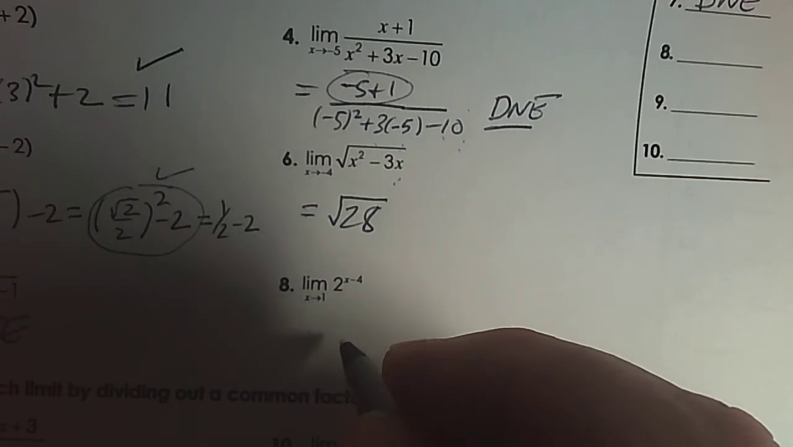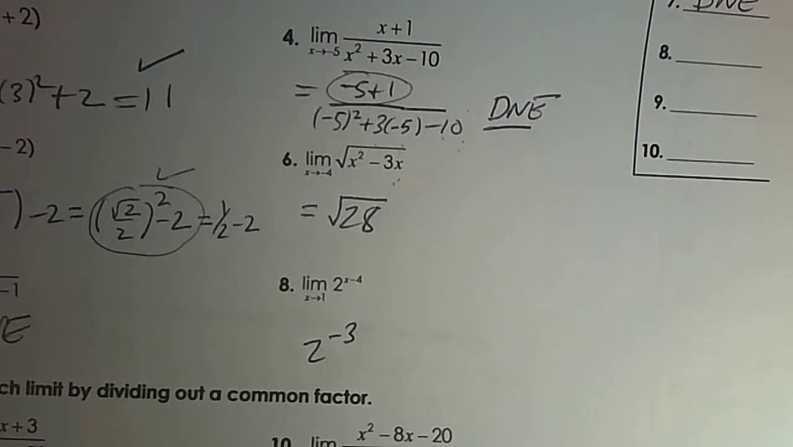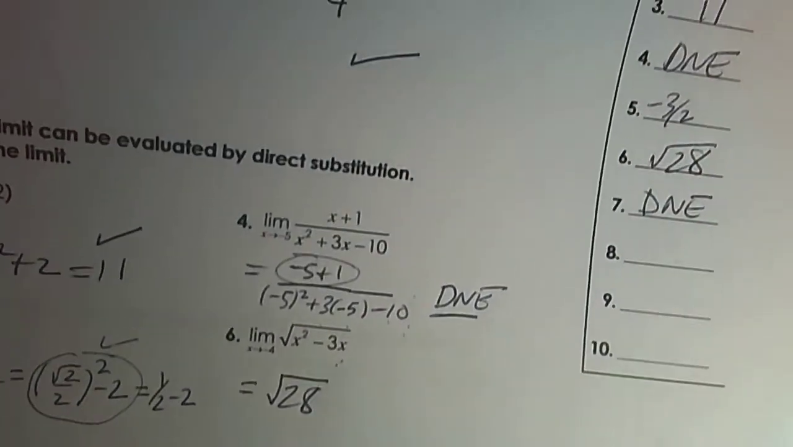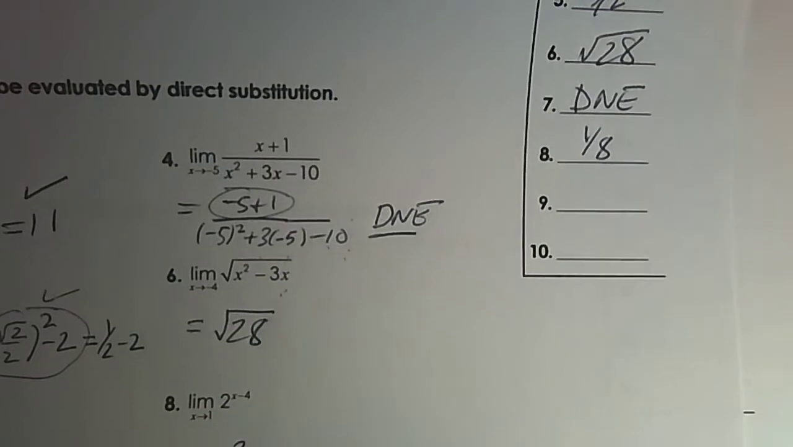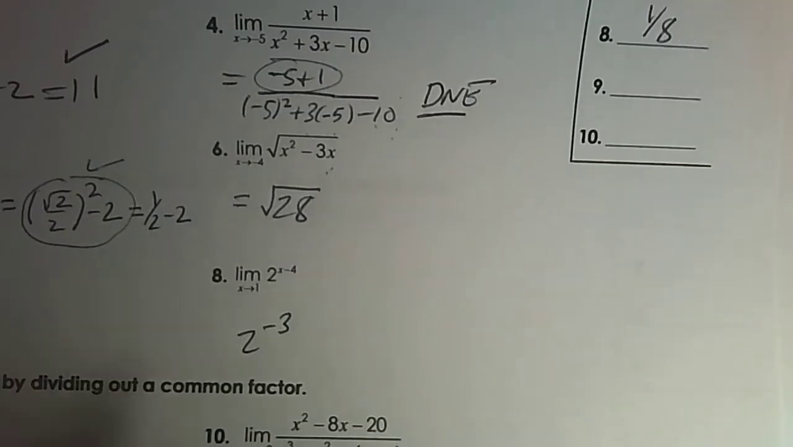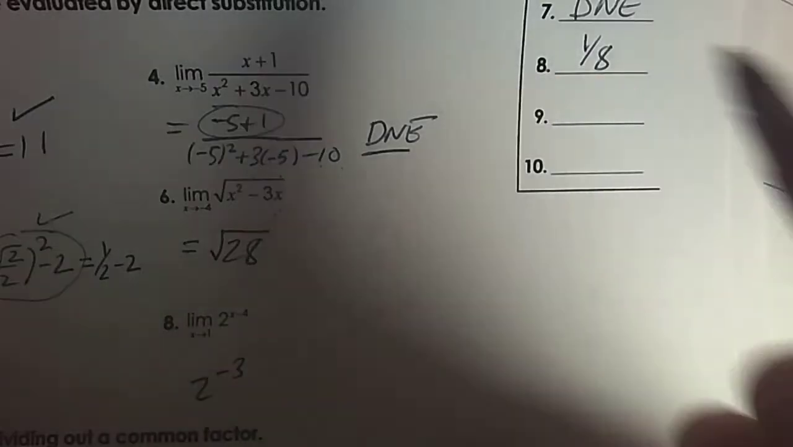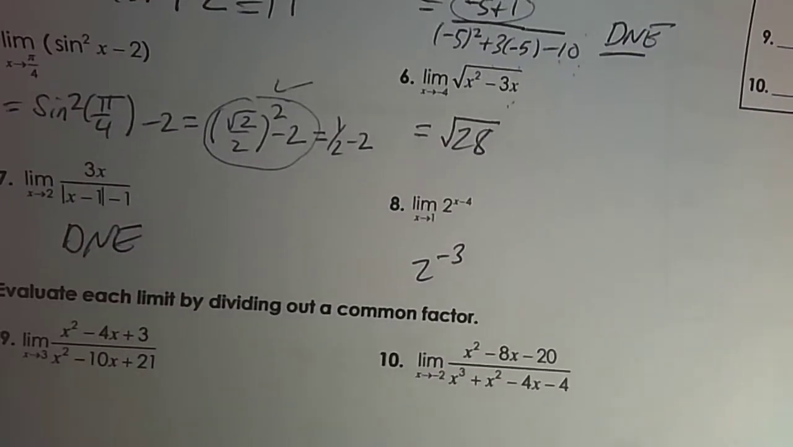Substitute in, and you get 2 to the -3. That's fine. 2 to the -3 is a great answer. So is 1/8. Both are meaning the same thing. So a negative exponent just means you do the reciprocal. So 2 cubed is 8, and the reciprocal of 8 is 1/8. But 2 to the negative 3 is also good. Both will give you a check mark.